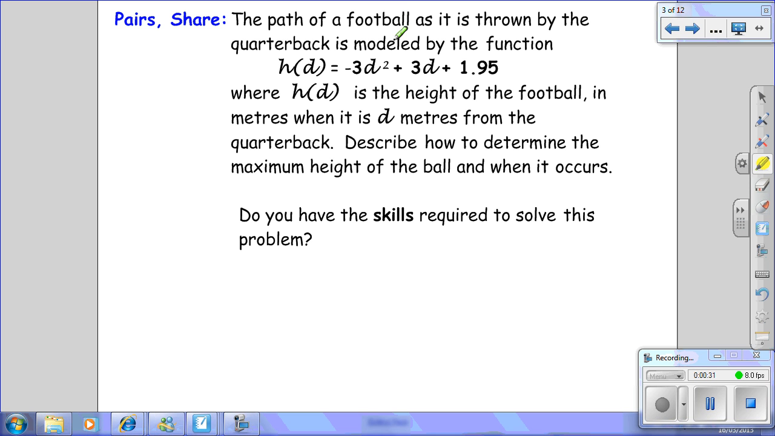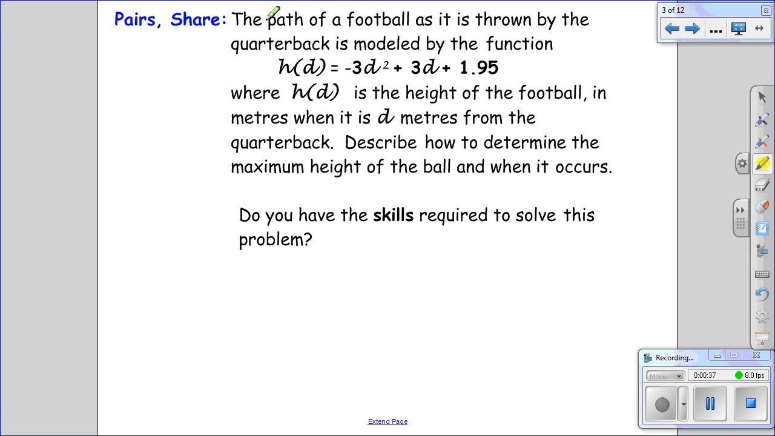So that just went in one ear and out the other for me. So let's try and highlight and look for the important information while we read it. The path of a football is modeled by this function. H of d is the height of the football in meters when it's d meters from the quarterback. Describe how to determine the maximum height and when it occurs.